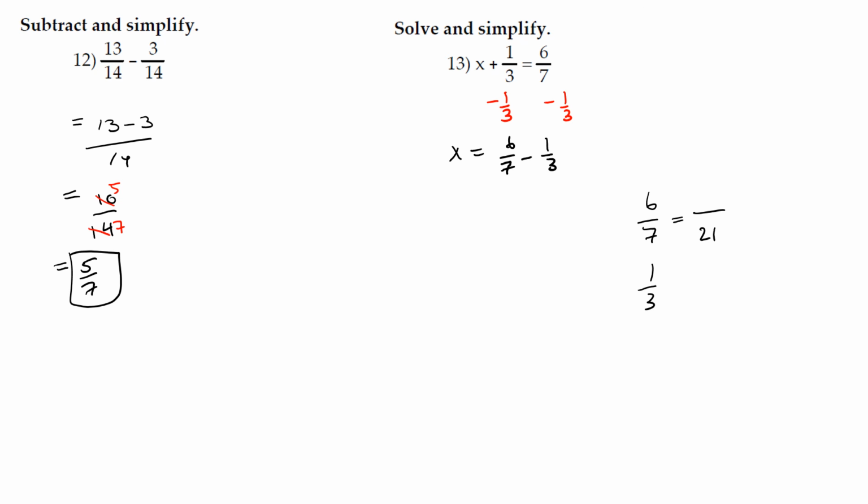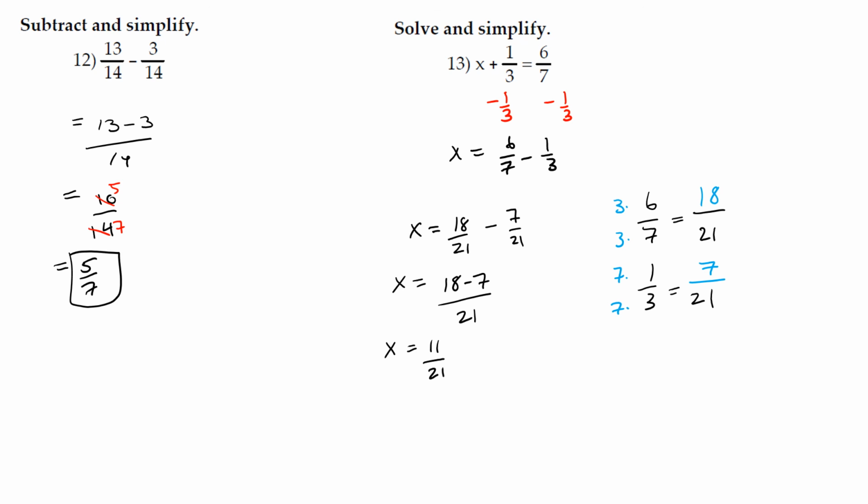And then 1 over 3 with a denominator of 21. So I'll multiply the top and the bottom of 1/3 by 7, which will keep those fractions equivalent. And 3 in the numerator and denominator for 6 over 7, so that gives me 18. So x is equal to 18 over 21 minus 7 over 21. X is equal to, I can combine the numerators now, 18 minus 7, so x is equal to 11 over 21. And that won't simplify any further.